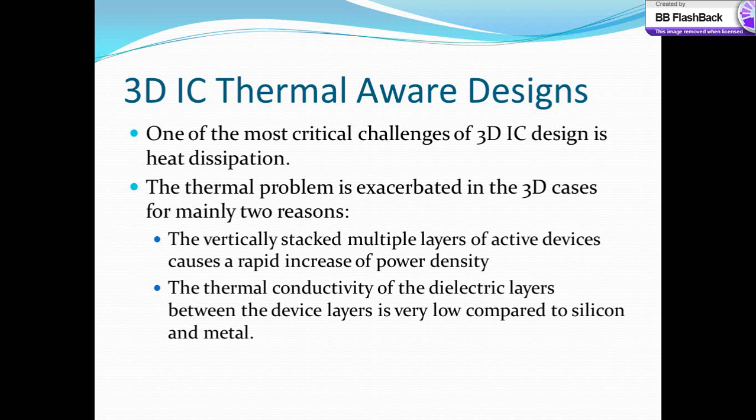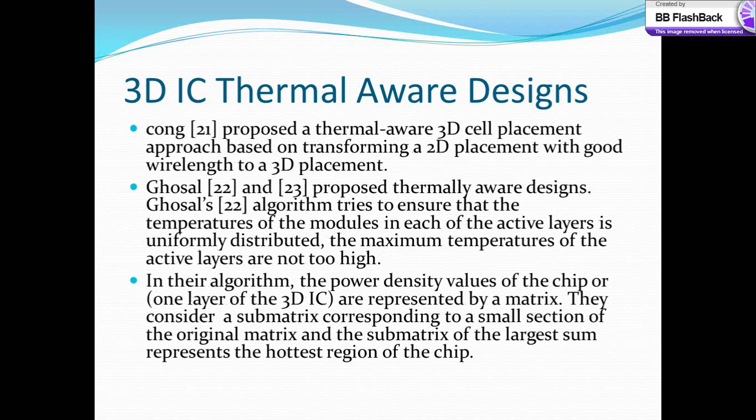So now that said, let's go and look into thermal aware design. A lot of designs that we do in 3D IC have to be thermally aware, because that's a very critical problem in 3D chip implementation. So Kong proposed this thermal aware placement approach based on a transformation approach. He uses a bunch of transformation techniques to convert a 2D placement problem into a 3D placement problem and perform optimal placement.